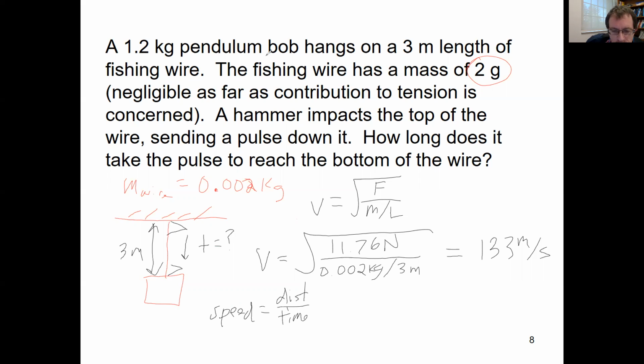If we rearrange that equation, we can see that time is going to be equal to the distance that we have to travel divided by the speed. And when we plug that into a calculator, we should get the result that it takes 0.023 seconds for this pulse to travel down to the bottom of the string.